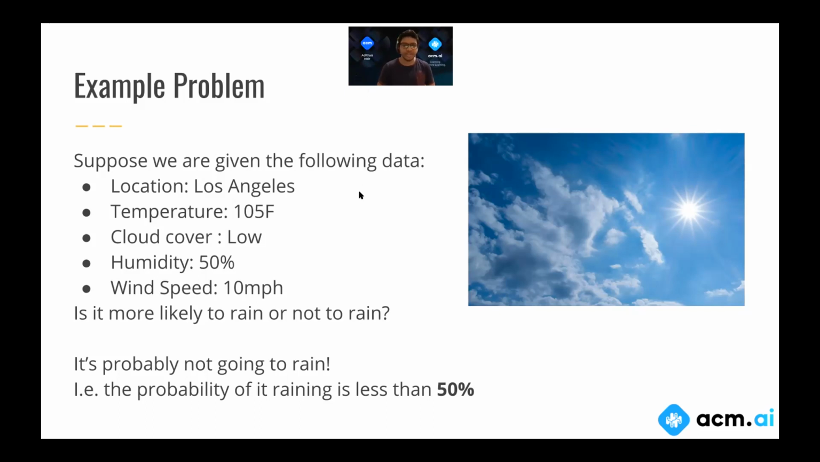So yeah, we're dealing with probabilities, and in this example, we're going to say that if the data suggests it's going to rain with a probability of more than 50%, it will rain. Or in this case, based on the data, we get a probability that it's going to rain that is less than 50%. So we're going to classify this set of data as a not-rain example.